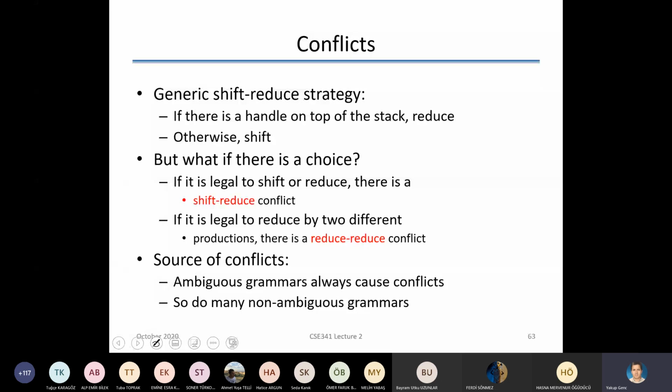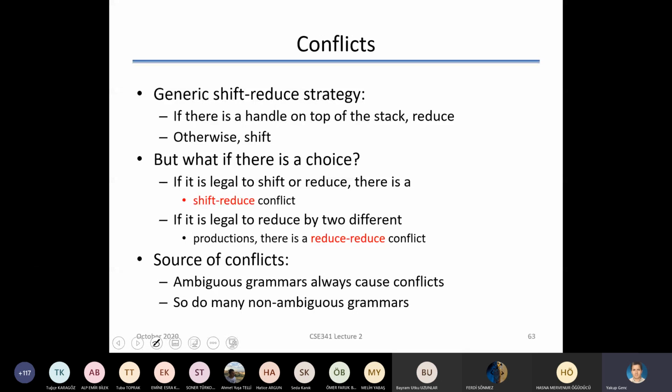So this is fine. If there is a choice, if it is legal to shift or reduce, there is a shift-reduce conflict. So if you have both shift and reduce at the same time, then there is a shift-reduce conflict. If it is legal to reduce by two different productions, then there is a reduce-reduce conflict. The source of the conflicts may come from ambiguous grammars, and ambiguous grammars always cause conflicts.